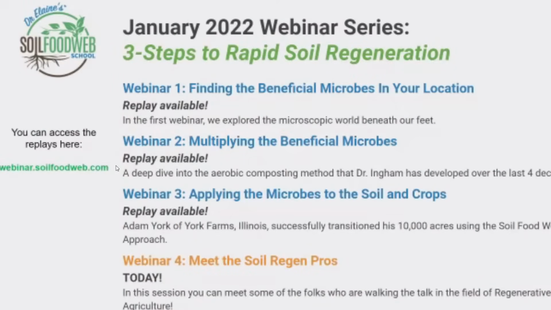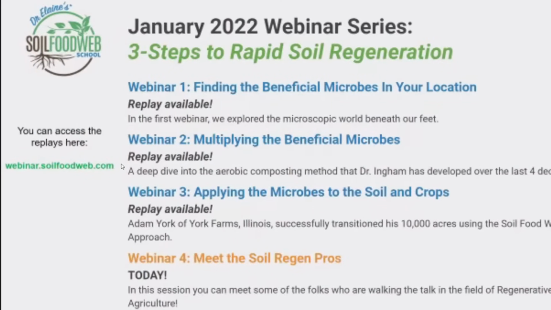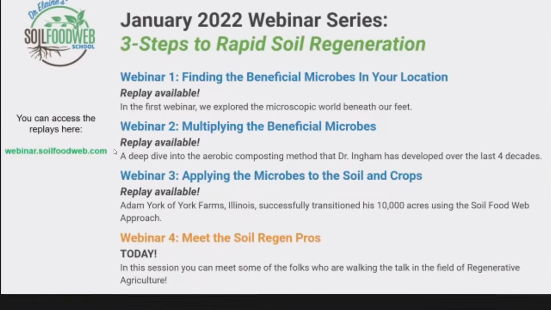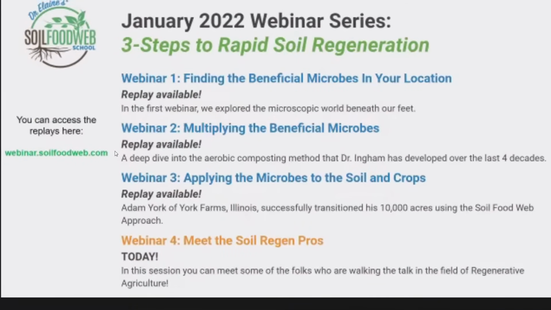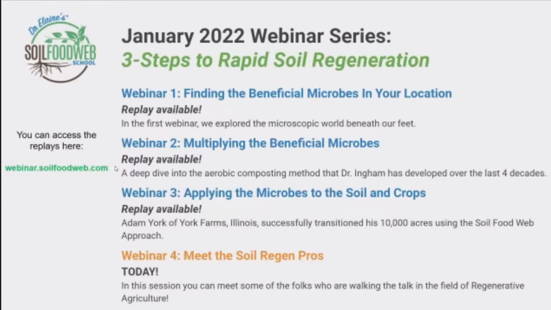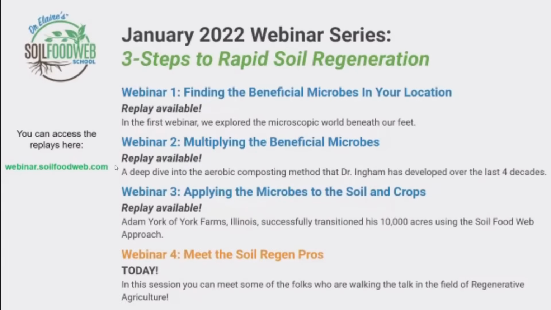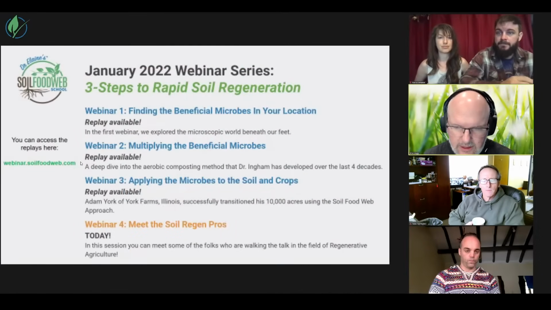And then webinar 2 was multiplying the beneficial microbes. Really, this was a large focus on compost. What is biologically complete compost? How do you make it? Some of the techniques and tricks and tips that we do with compost. And then webinar 3 was applying the microbes to soil and crops. We had a great guest speaker, Adam York from York Farms, and Todd Harrington talking about the really good work that they're doing out in Illinois with corn and soybean crops.